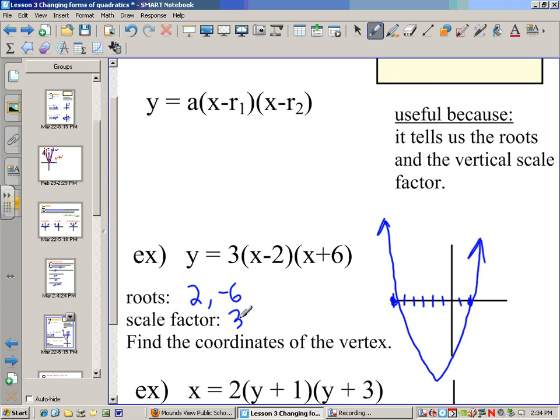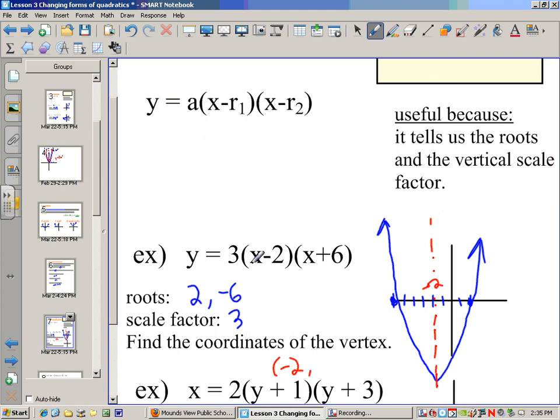Now, if I want to find the coordinates of the vertex, it's not as easy as looking at vertex form, but we can do it. How we do this is we know that parabolas are symmetric. So the vertex has to be between these 2 points in the x direction. So between 2 and negative 6, if I add those together, I get negative 4, divided by 2. So negative 2, being the average of 2 and negative 6, is going to be the x value of my vertex.